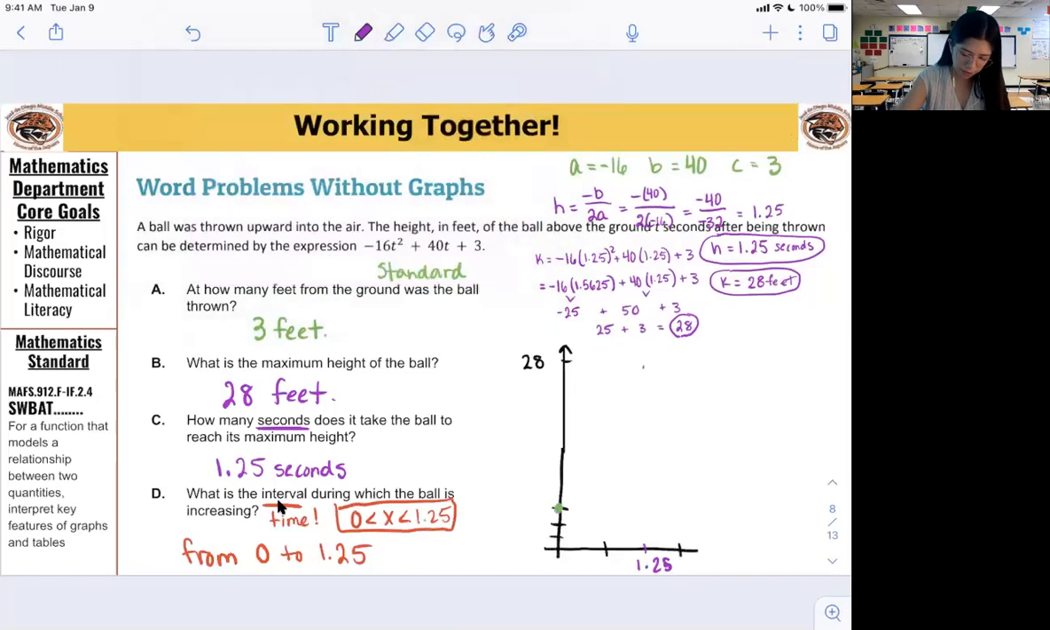Here's the 1.5. And it's going up from 0 to 1.25. From 0 seconds to 1.25 seconds, it's going up. And then, of course, gravity, it's going to come back down. Do we know where it's going to end? No, we don't. And unfortunately, we can't really figure it out in this problem. But we know it's going to be more than 1.25.